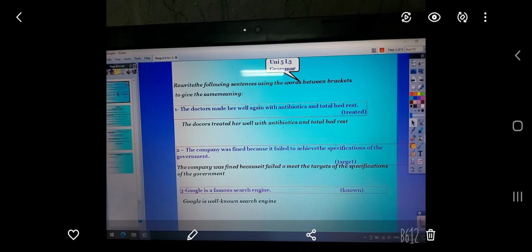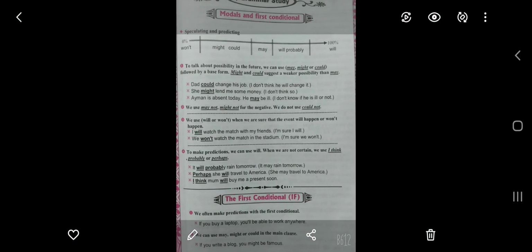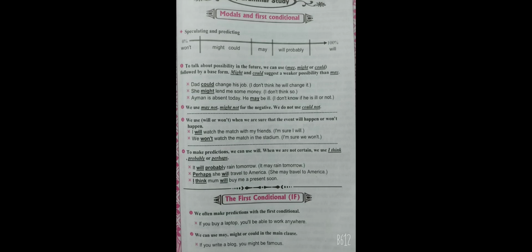Let's see our grammar rules today. It talks about modals and the first conditional. As we said before, we have a lot of modals like might, could, may, will, probably, a lot of things. We use these words to talk about possibility in the future. So we can use may, might, or could, followed by the base form, and we know that might and could suggest a weaker possibility than may. So may is stronger than them.